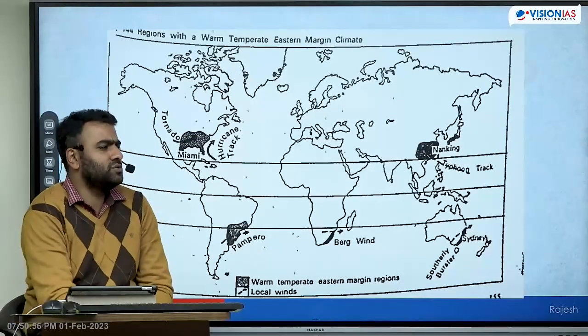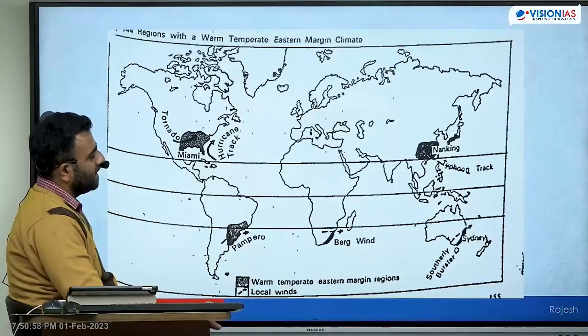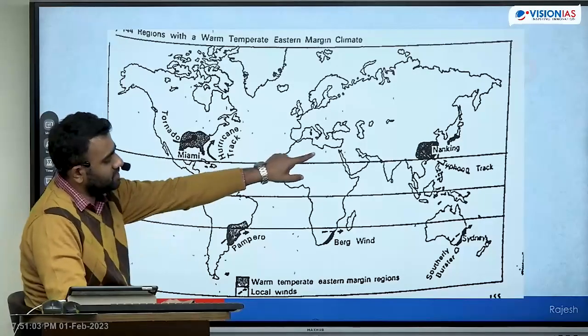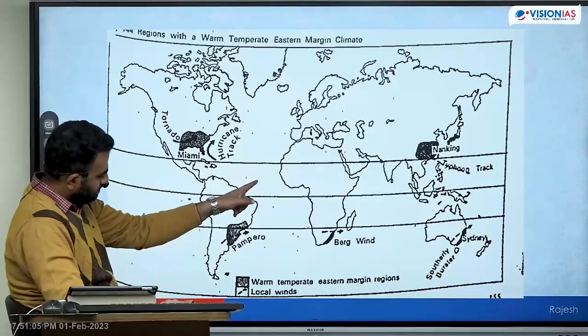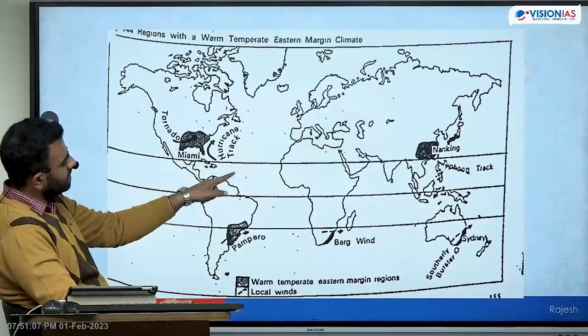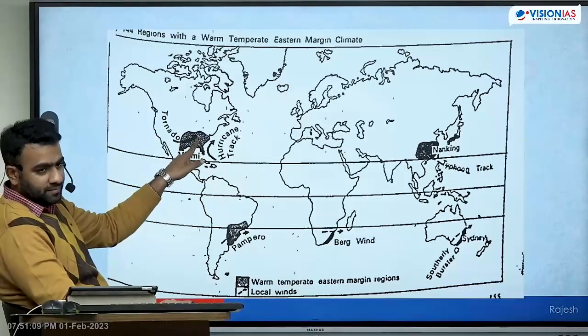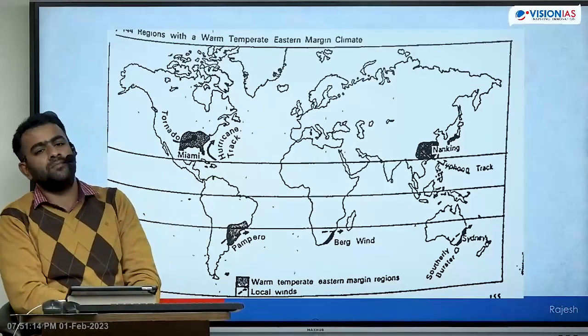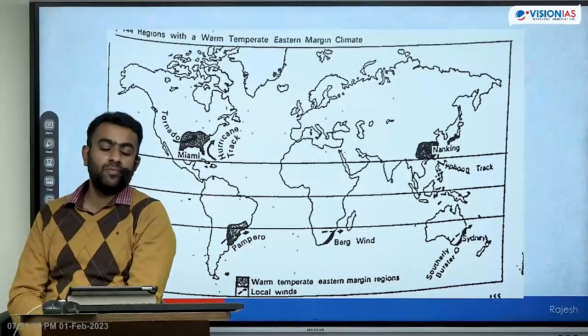ठीक है, they are most suited for the landfall of tropical cyclones. If you see the location clearly, पता चल जाएगा. Okay, that is what is warm temperate eastern margin. Whatever the cyclones which are originating here, they come here and they make a landfall here. The entire Florida, okay, they are also in China and Japan. ठीक है. So next point.